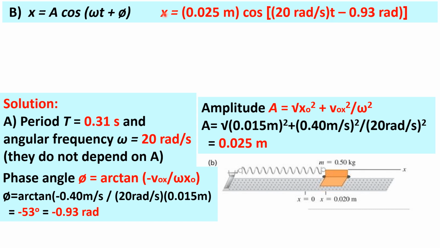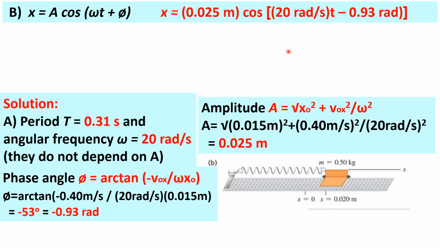And that becomes our displacement x, which can be determined at any given time as 0.025 meters multiplied by the cosine of 20 rad per second multiplied by the time t, minus 0.93 rad. This is our formula or equation for determining the x displacement at any given value of time t.